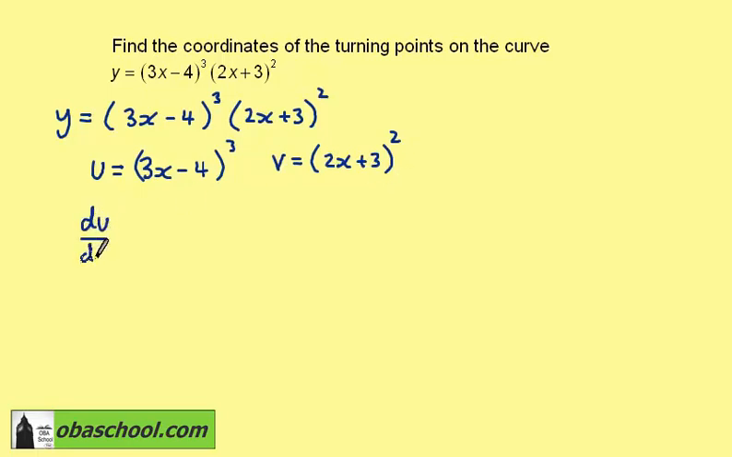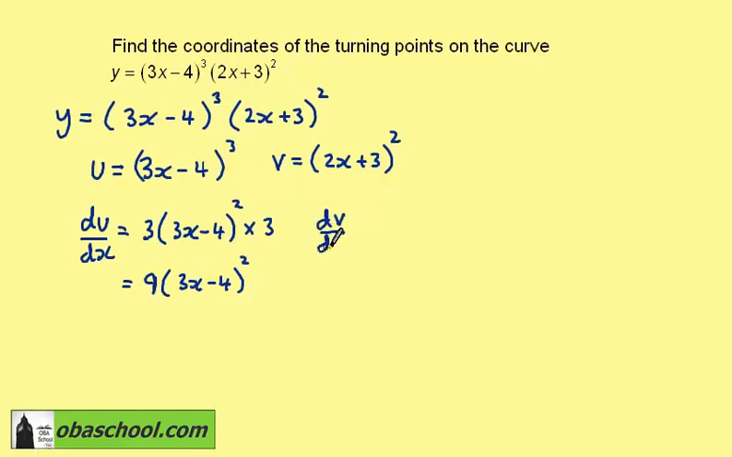We need du/dx. Differentiate using the chain rule: differentiate the bracket, and multiply by the differential of the inside. This gives us 9(3x − 4) squared. We need the chain rule for dv/dx as well. Differentiate the bracket as if it's just an x, and multiply by the differential of the inside. This tidies to 4(2x + 3).